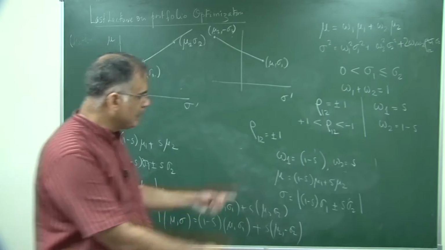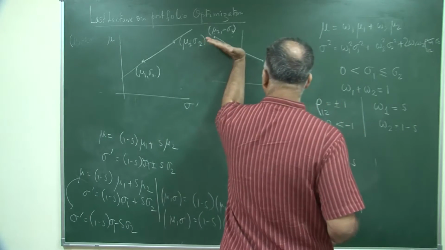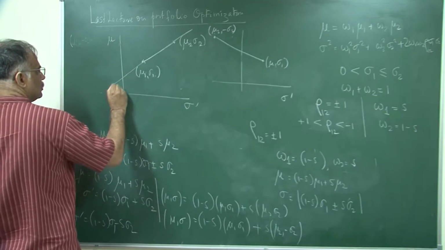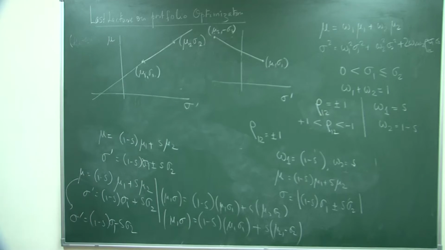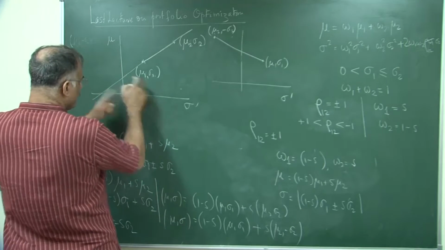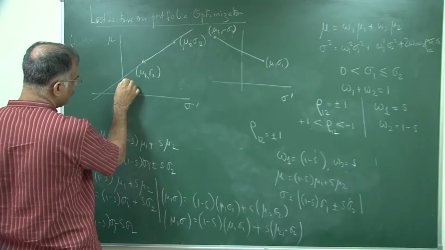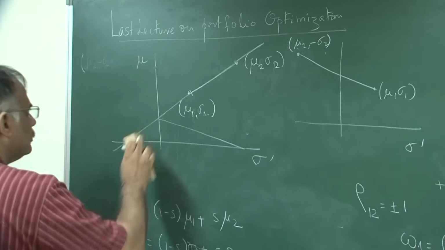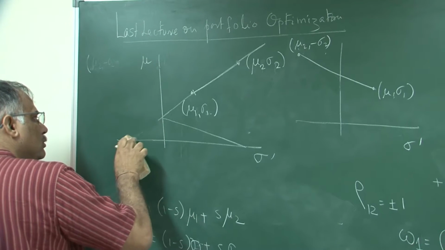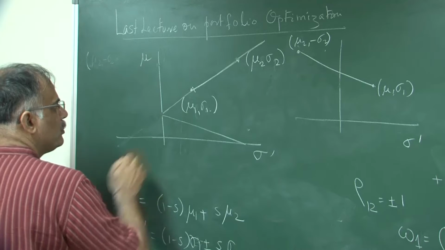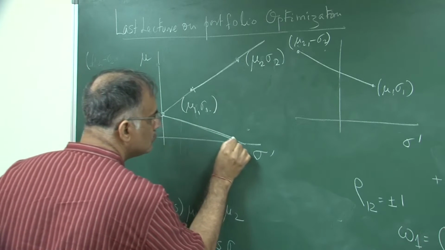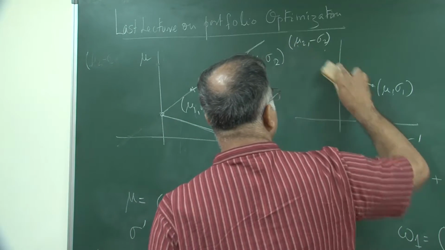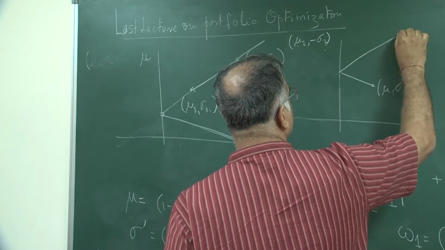But when you take the mod, everything is positive. So, what will you do? You will reflect this line along the x axis. In this case, when it is plus, you will have to reflect this part along the mu axis. If you reflect it, it will come to this side. So, basically then you forget this part and you really concentrate on this part. Here also you will have a reflection, but the reflection will come here.